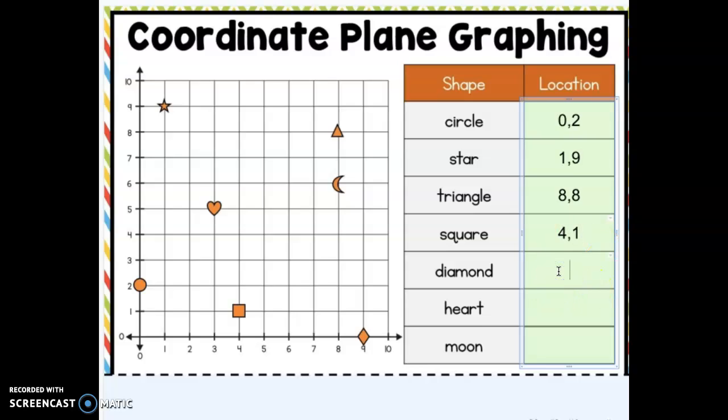The diamond, it's right on the x-axis, so I know my y is going to be a 0. I'm going to go over and it's at 9, and then the y will be 0. The heart, it went over 3 and it went up 5. And the last one, it went over 8 and it went up 6.